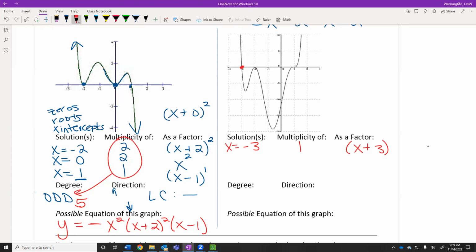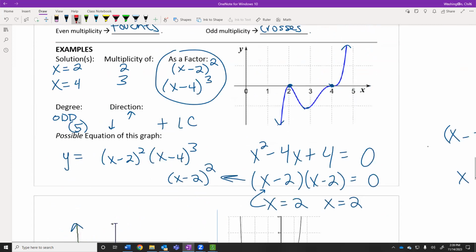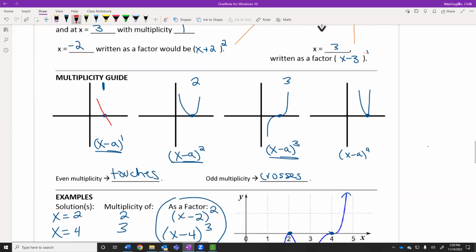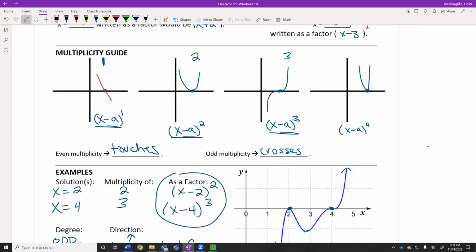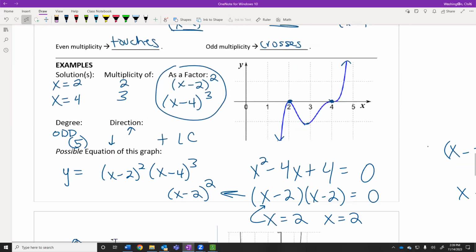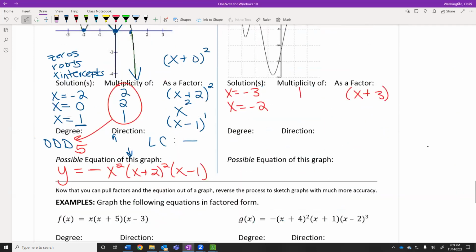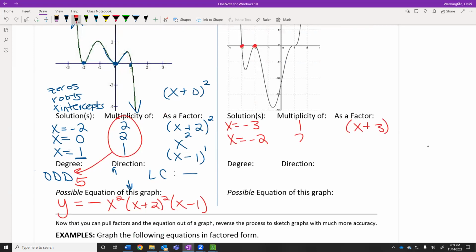We have another x-intercept at -2. We made the U-turn at -2. So if we go back up and look at our multiplicity guide from Friday, we made the U-turn. So that's going to be a multiplicity of 2 or 4 or 6 or 8. We don't know which one, so we're just going to use the smallest number possible. Which would be 2.